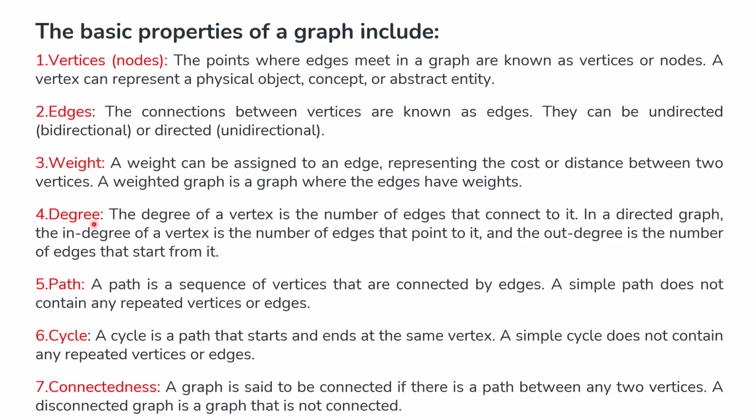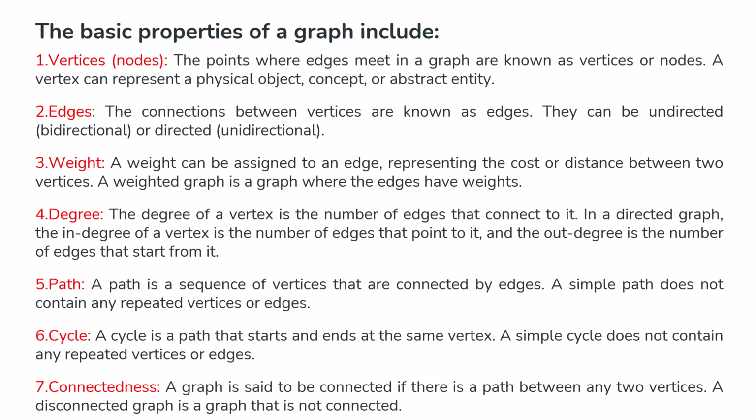Now degree is nothing but the number of nodes which are connected to that node. Path: if there is an edge between the nodes, that is called a path. Cycle: a simple cycle does not contain any repeated vertices or edges. The cycle path starts and ends at the same vertex, so that is called a cycle. And connectedness: we have to know whether the graph is connected or not. So these are the main properties of a graph.